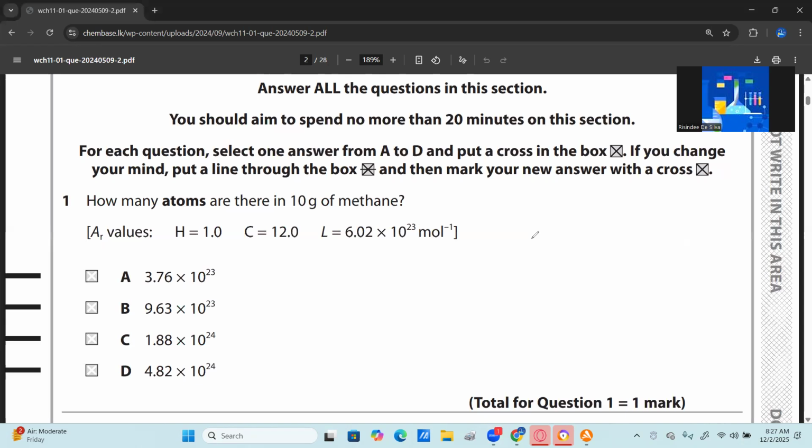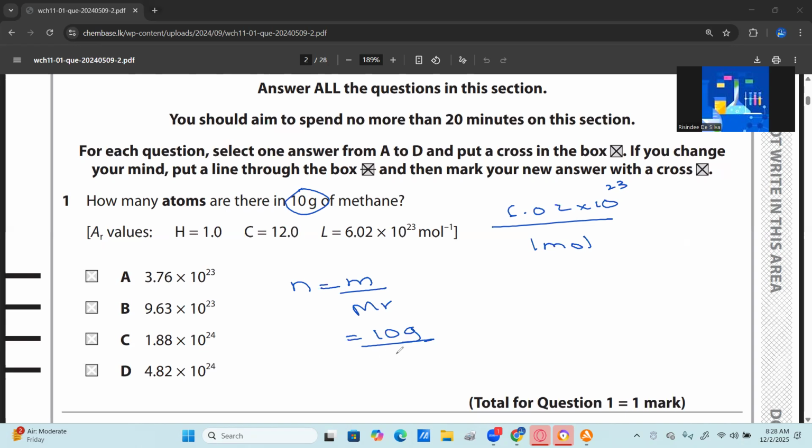Normally we know in 1 mole we have Avogadro number of atoms. They have asked how many atoms are there in 10 grams of methane. So we need to find the number of moles in 10 grams. When you take 10 grams divided by 16, 16 is the molar mass. One carbon is 12, 4 hydrogens, each hydrogen is 1 into 4, it's 4. So you get the molar mass as 16.